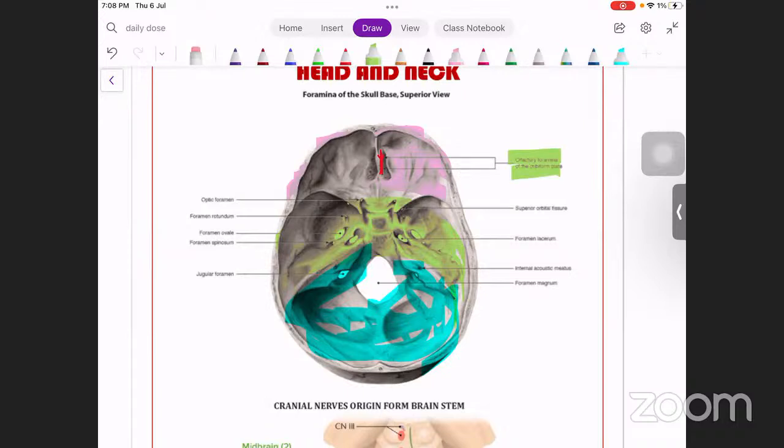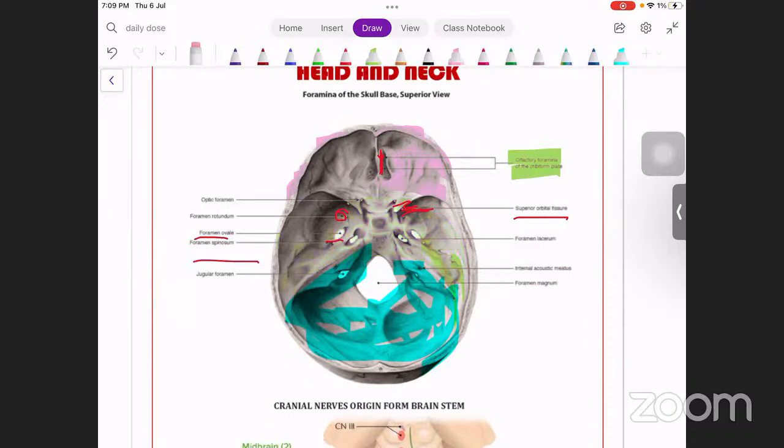And then you have the middle cranial fossa. For the middle cranial fossa, we remember it with the mnemonic: standing room only for seniors. S stands for superior orbital fissure, R stands for foramen rotundum, O stands for foramen ovale, and then from the foramen ovale, you have the foramen spinosum.